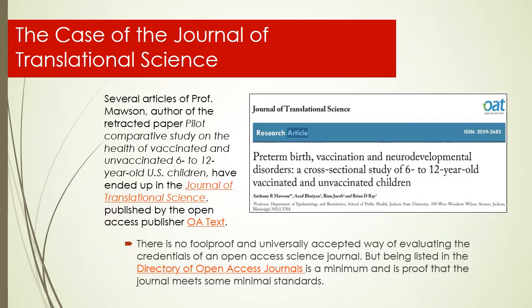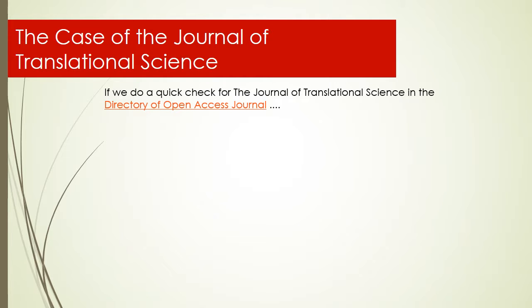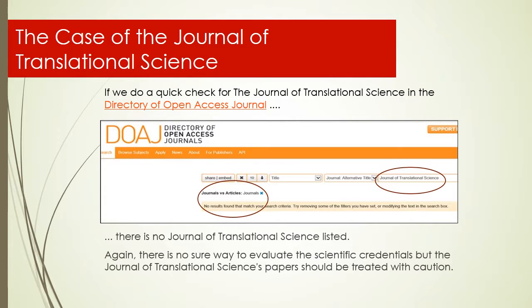There is no foolproof, universally accepted way of evaluating the credentials of an open access science journal, but being listed in the directory of open access journals is a minimum. If we do a quick check for the Journal of Translational Science in the directory of open access journals, we find out there is no Journal of Translational Science listed. Again, there is no sure way to evaluate the scientific credentials of a scientific journal, but papers from the Journal of Translational Science should certainly be treated with caution.